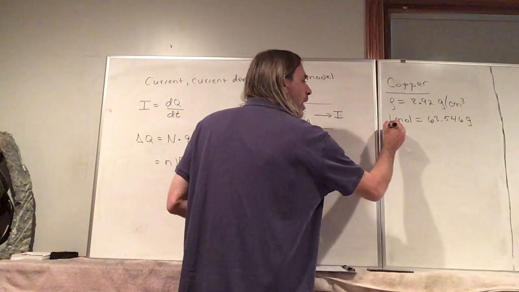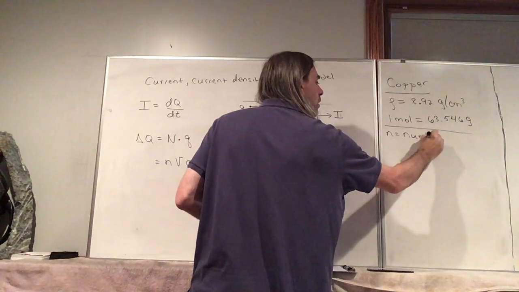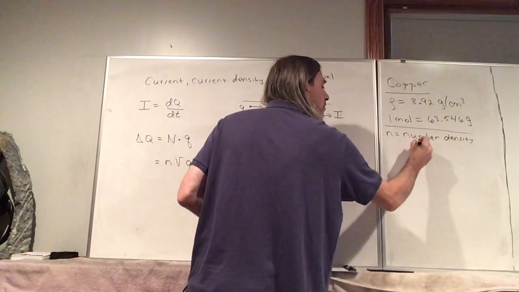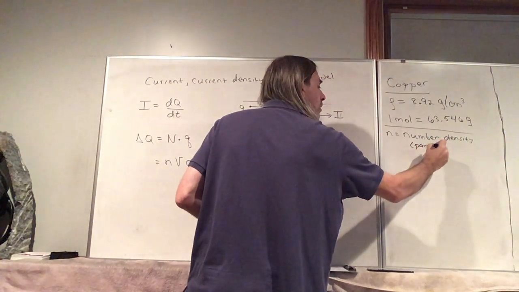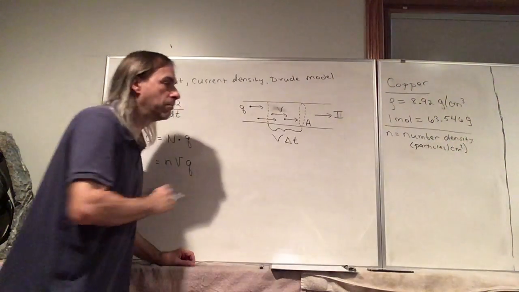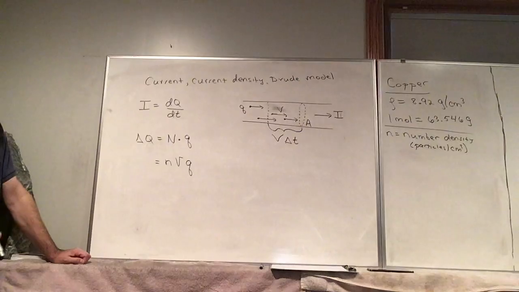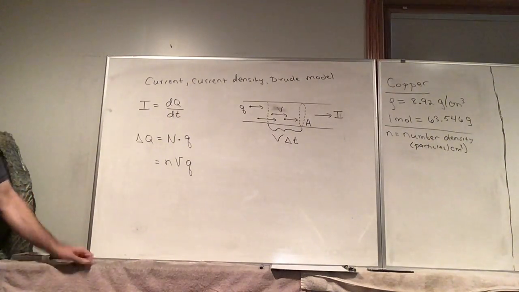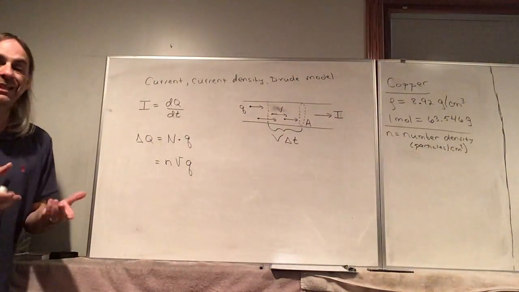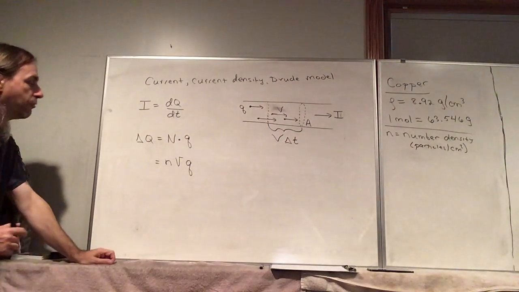Let's write that down. I've got this thing for copper. We're going to use that later. So N is number density. It would be like particles per cubic centimeter, for example. All right, and so that'd be a property of this material. And the volume would be v delta t times A. We have a nice cylindrical wire with cross-section A, and the length of that cylinder is v delta t.